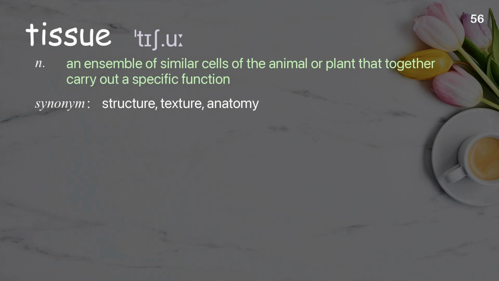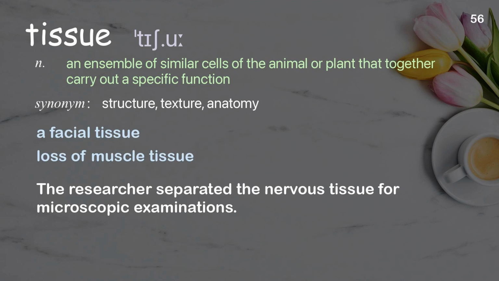Tissue: an ensemble of similar cells of the animal or plant that together carry out a specific function. Examples: A facial tissue. Loss of muscle tissue. The researcher separated the nervous tissue for microscopic examinations.